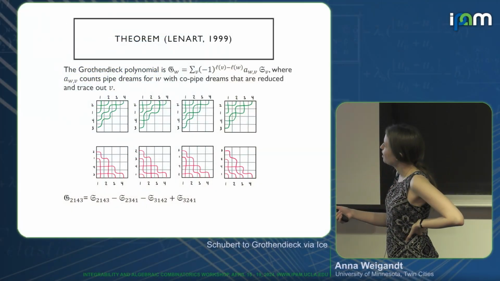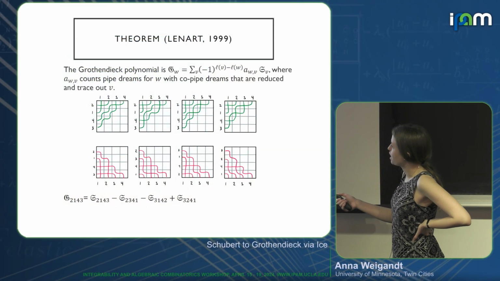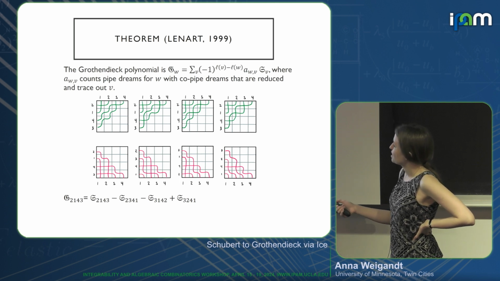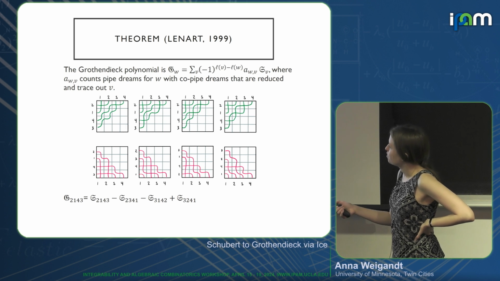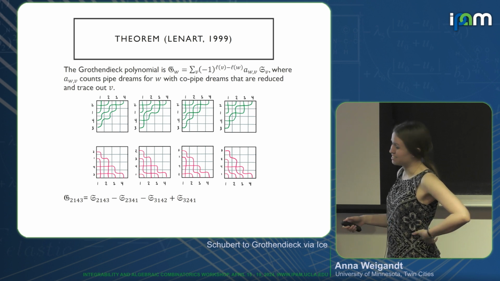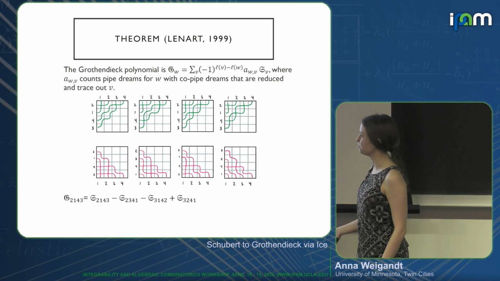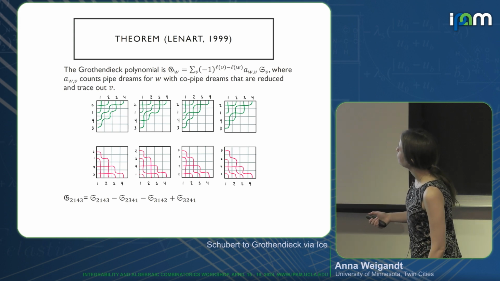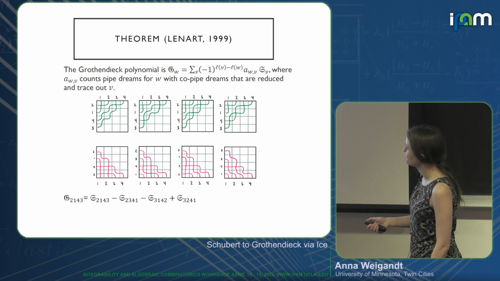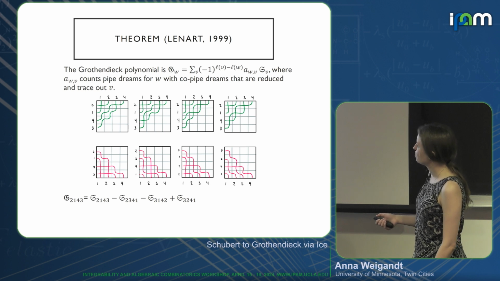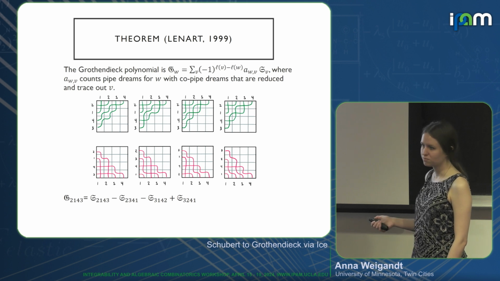Here I have written just some of the pipe dreams for w, not all of them because there's a lot. Notice they need not be reduced. What I'm going to do is take their co-objects, doing the flip and gravity and all that, and then look for the co-objects that are reduced. In the picture I've drawn, I've only drawn the ones with reduced co-objects. I read what permutations I get, and those tell me the Schubert polynomials in the expansion.